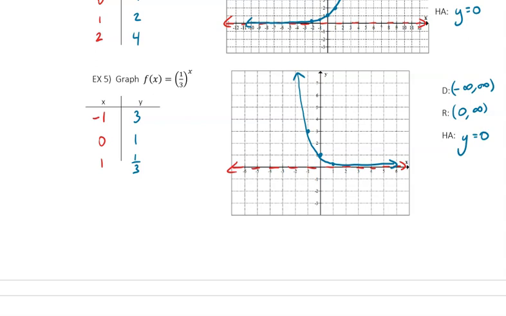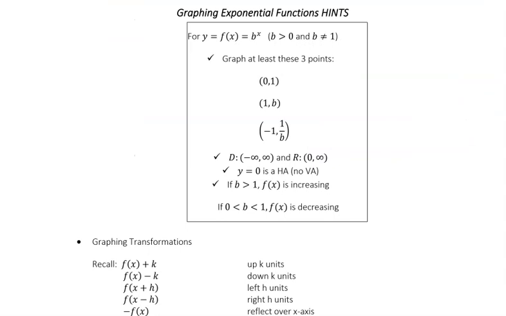Okay, so now let's go ahead and look at some basic properties of these functions. That way we can start graphing them a little bit easier than just plugging in points every time. So here is kind of your cheat sheet for exponential functions. Here's everything you need to know to be able to graph them.